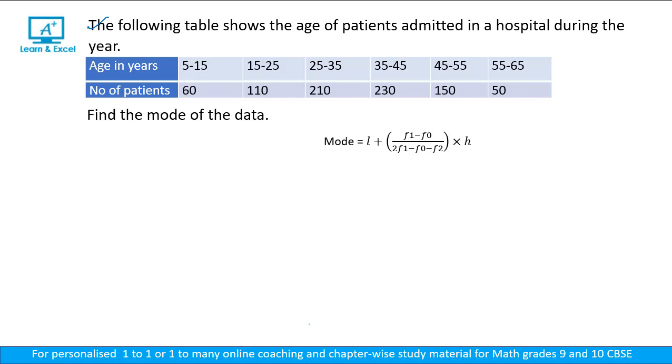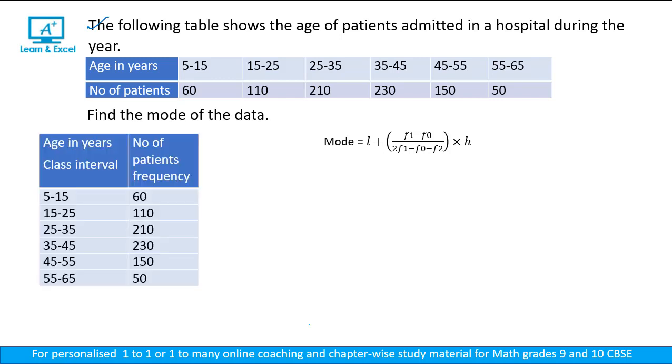Let us write this table vertically like this. First, let us find the modal class. For finding the modal class, we look at all the frequencies given and locate the class with the maximum frequency. So here we have the maximum frequency as 230 and the corresponding modal class is 35 to 45. Lower class limit of the modal class is 35.